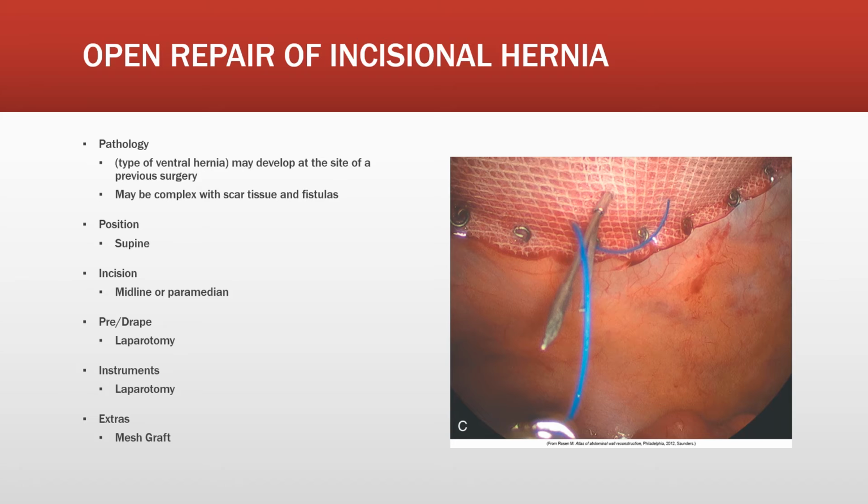All right, an open repair of an incisional hernia. Again, this is our type of ventral hernia. Usually develops at the site of a previous surgery. It can be complex with scar tissue and even fistulas that may form. But I'm thinking you're probably seeing a common thread here. Our position is supine, our incision is midline. Again, a laparotomy drape, laparotomy set, and our mesh graft.